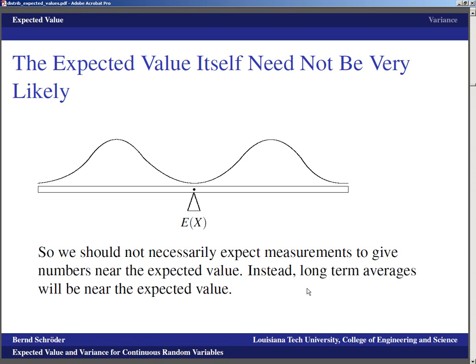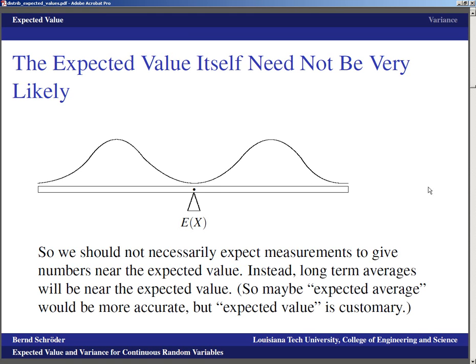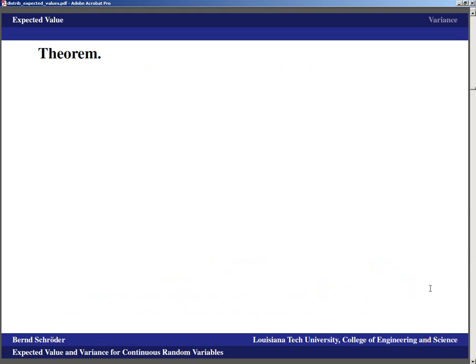Long-term averages will be near the expected value, and that also makes sense. If I take a bunch of measurements from a distribution like this, I get a bunch of values here, I get a bunch of values here, and the average will be somewhere in the middle. And that also means that maybe something like expected average would be more accurate terminology, but expected value has just become very, very customary.